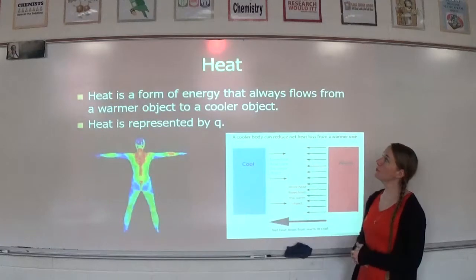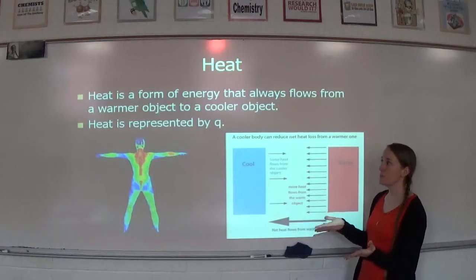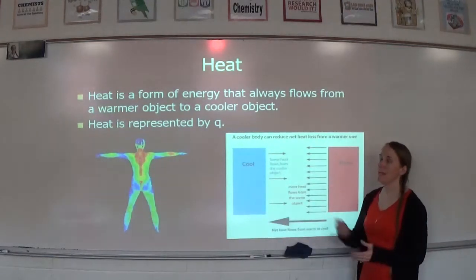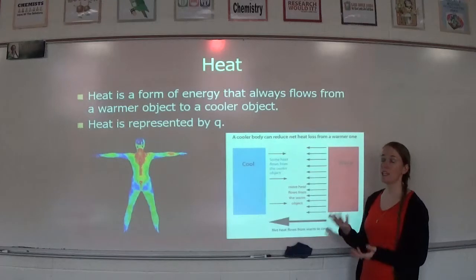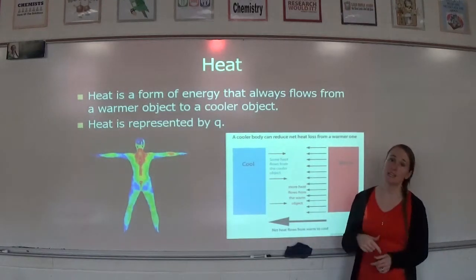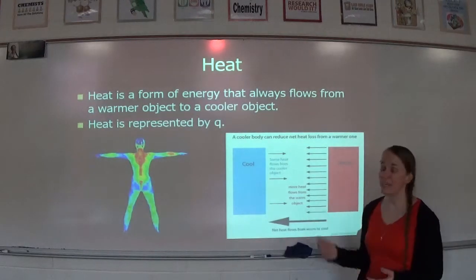So heat is a form of energy that always flows from a warmer to a cooler object. We talked about that in the previous video. Heat is represented by Q. Yes, I know that's weird, but H is already taken. Capital H is enthalpy, which is related to heat. We'll talk about that later. And lowercase h is Planck's constant, which we already did back in chapter 5. Okay, so heat is Q.